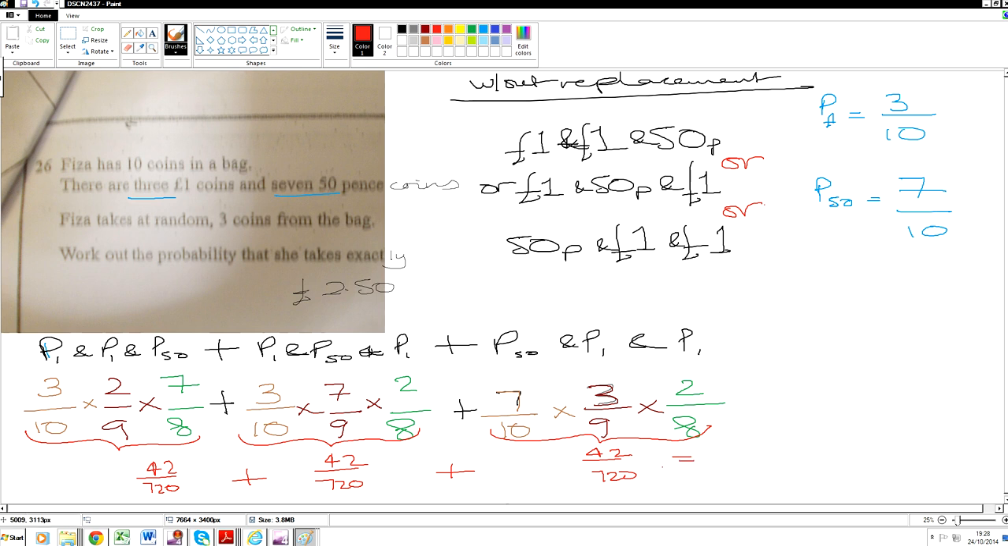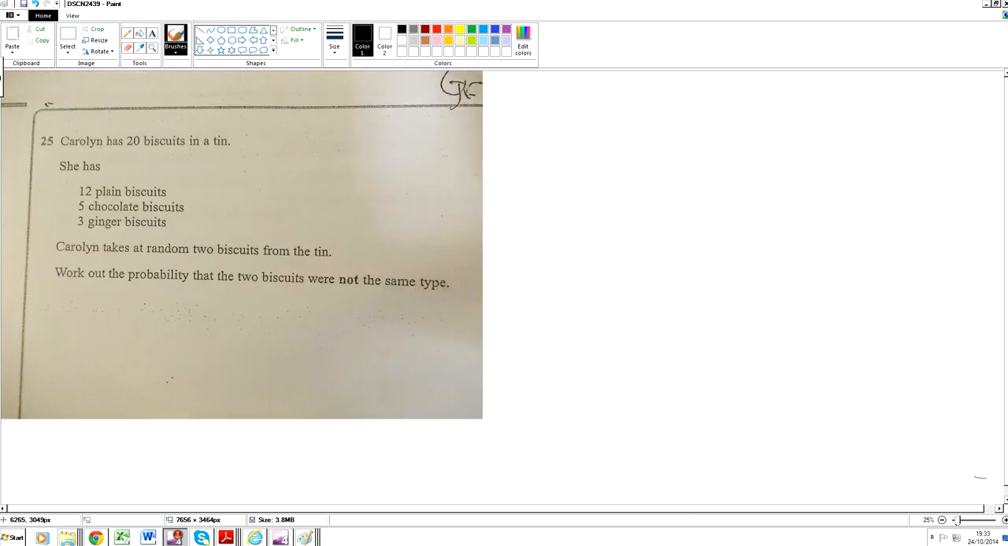Okay, what does that give all together? So what's 42 plus 42 plus 42? 126. Okay, now let's see who's smart. Who's cancelled it down for me? 126 over 720. Isn't that 7 over 40? Use a calculator. It is, 7 over 40. What do you get? You got 7 over 40 as well? Can you please double check that? We said it first. Okay.